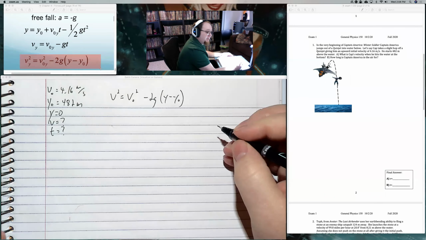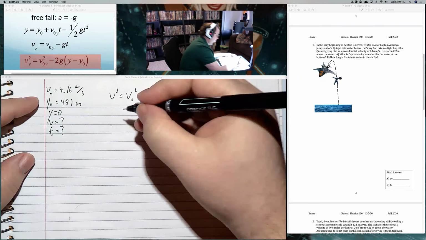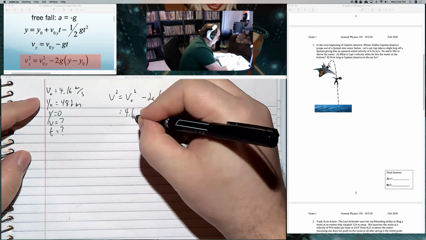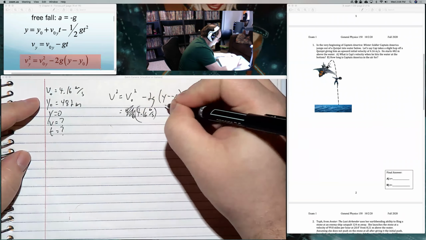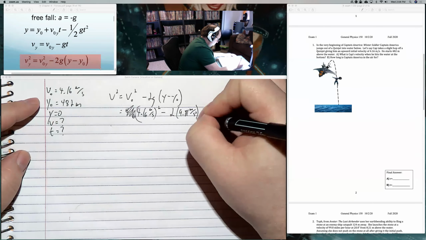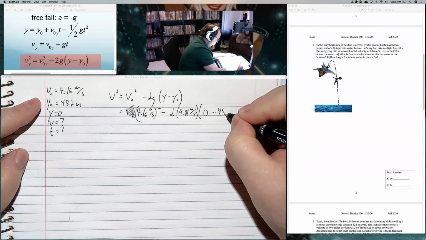Now I'm solving for V, so I barely have to rearrange. If anything, it's just square rooting both sides. Although I just plugged in numbers right away for once, something I normally say not to do, it's just square rooting. Y is 0, y naught is 482 meters.